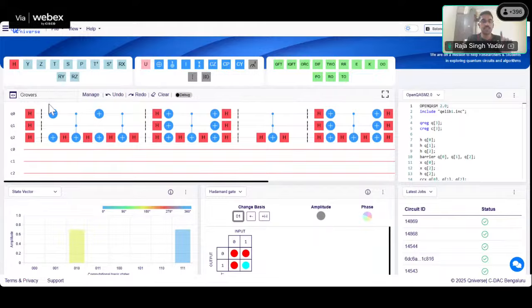So this is how you can see. Now I have two oracles, correct? Since I have two oracles, I want to search for two numbers, correct? So this was the number I was looking for, 010, correct? This is 0, this is 1, this is 0, right? And this is the other number, triple one.